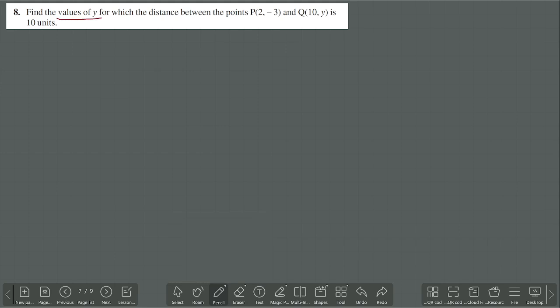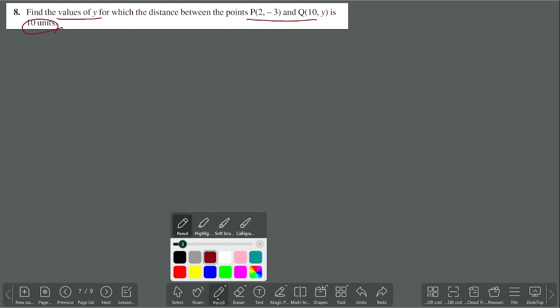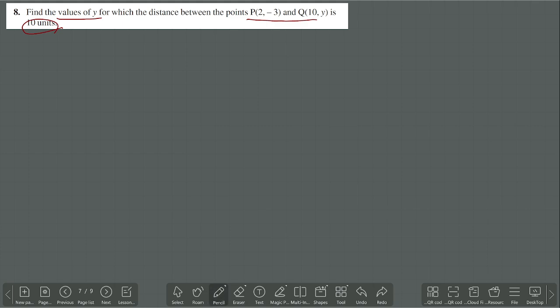Y in the sense, in a point, this is one of the coordinates. That is the y coordinate. That means the ordinate we have to find. The distance between these 2 points is 10. So P point is there, and Q point we have. The distance between P and Q is 10 units. P point is given very clearly, 2 comma minus 3, and Q point 10 comma y. That missing y we have to find. That's it. Do you understand?